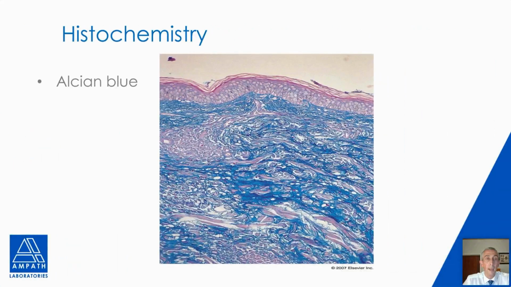Alcian blue histochemistry. This identifies acid mucopolysaccharides, also called hyaluronic acid. This is a skin biopsy of a patient with lupus, where there is increased mucin in the interstitium, in other words, between the dermal collagen bundles.